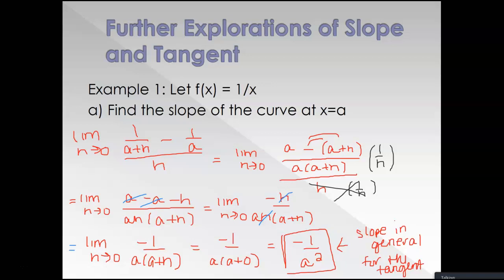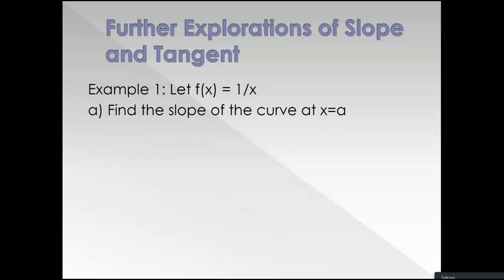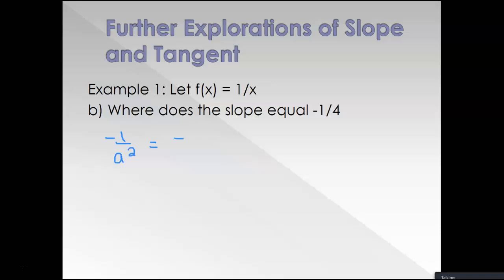The follow-up is to find where the slope equals negative 1/4. Not the slope at negative 1/4, but where does the slope equal negative 1/4? So what that means is we want to know, when does negative 1 over a squared equal negative 1/4?